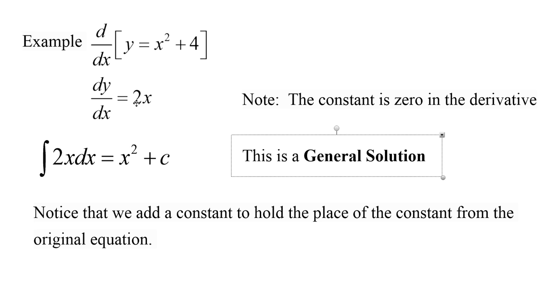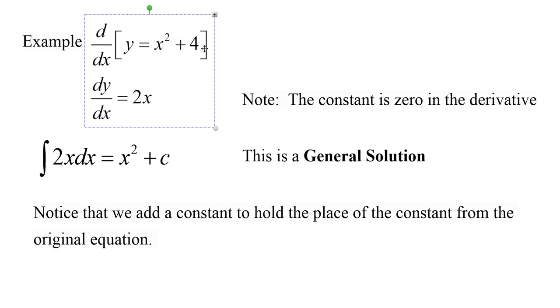Now come down to here. If I want to take this integral of just 2x, I'm only working on this 2x, and I don't know what this is. I mean, we do here because we started with the derivative, but if I was just given this, I wouldn't know that there was that 4. So we put this c in as a placeholder. And since we know that the derivative of x squared is 2x, the integral of 2x should be x squared. So we have to add a constant to hold the place of the constant from whatever the original equation is.